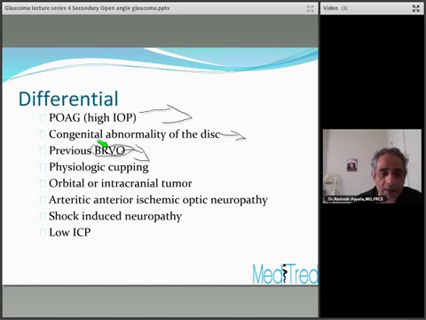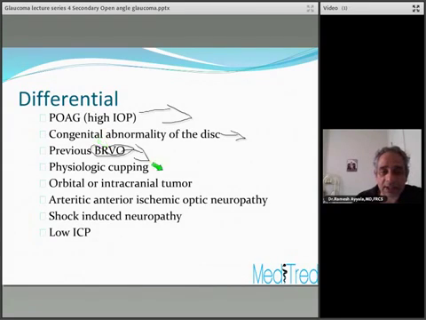And then you have physiological cupping, like I mentioned. It's not uncommon, especially in people of African American descent, to have large cups. I can't tell you how many times we get these referrals with large cups, thinking that these patients have normal tension glaucoma.